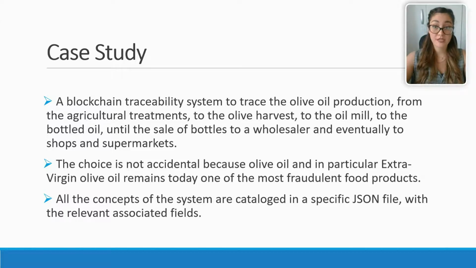All the concepts of the system are cataloged in specific JSON files with the relevant associated fields. To make the system usable even for users with a low level of experience, these JSON files can be created through an easy-to-use back-office application we provide. In particular, we will have JSON files for the list of the actors, for the list of companies involved, producer or retailer, and so on.